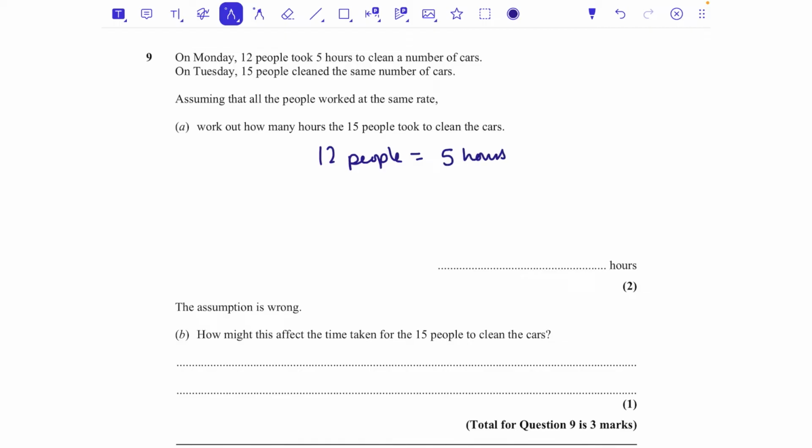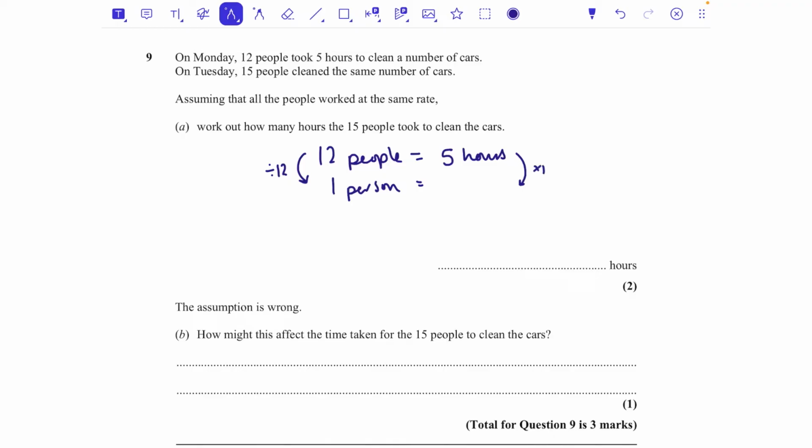And I'm going to say, well, what if there was one person? Now, the thing with this question is that we need to realise if we've divided the number of people by 12, we're not going to divide the time by 12. Because if there are 12 times less people, it's going to take 12 times longer. It's just common sense to think about if you've got less people doing a task, it's going to take longer. So that is inverse proportion.